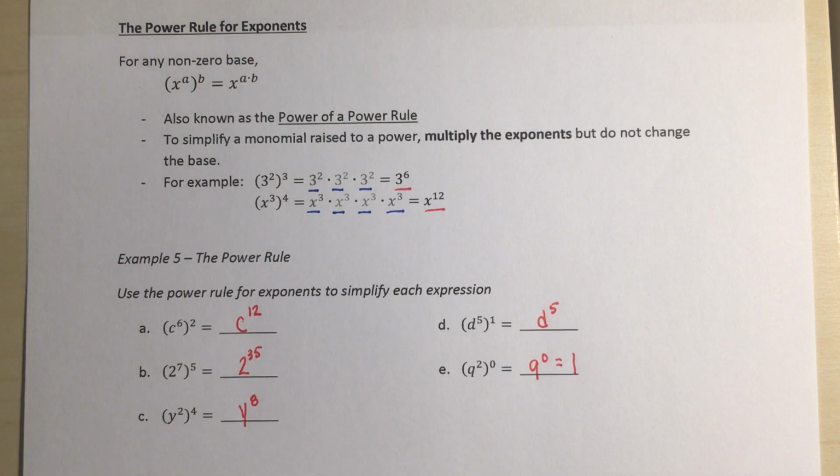Right, so our power rule for exponents again tells us if we have a power raised to another power, right, we have an exponent both inside and outside our parentheses, we are going to multiply our exponents.